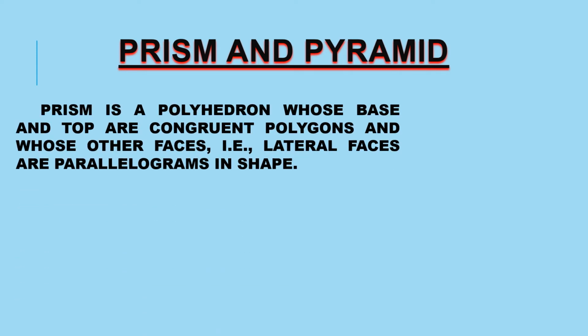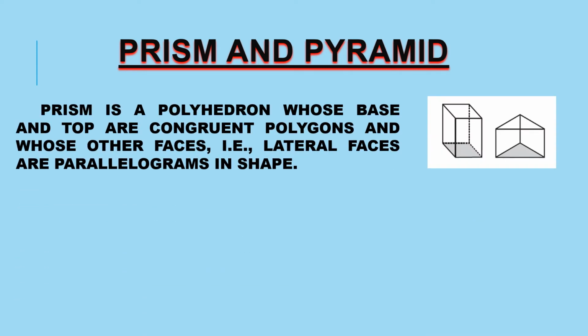Now, next two important definitions of this chapter: prism and pyramid. So look here, these two shapes. The first one is the cubical shape and the second one is the prism. Okay, so what is the definition of a prism? A prism is a polyhedron whose base and top are congruent polygons.